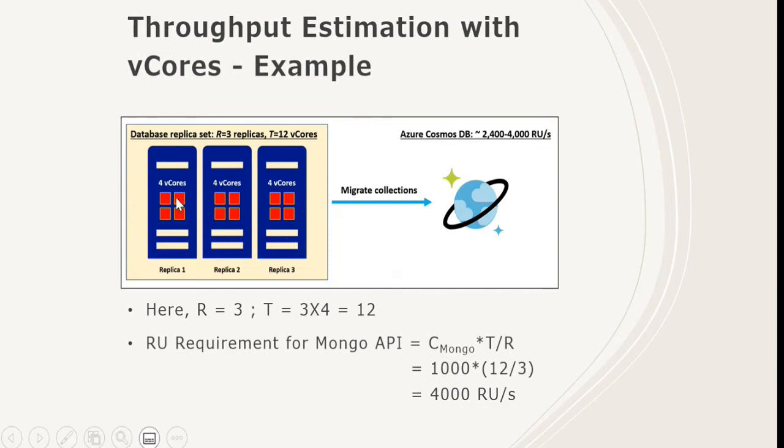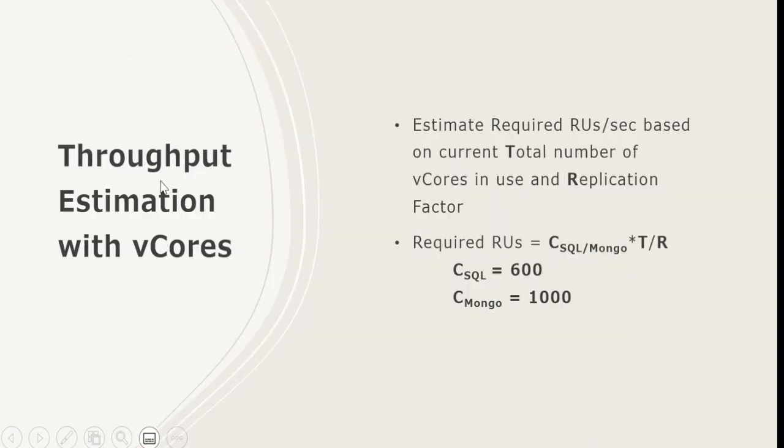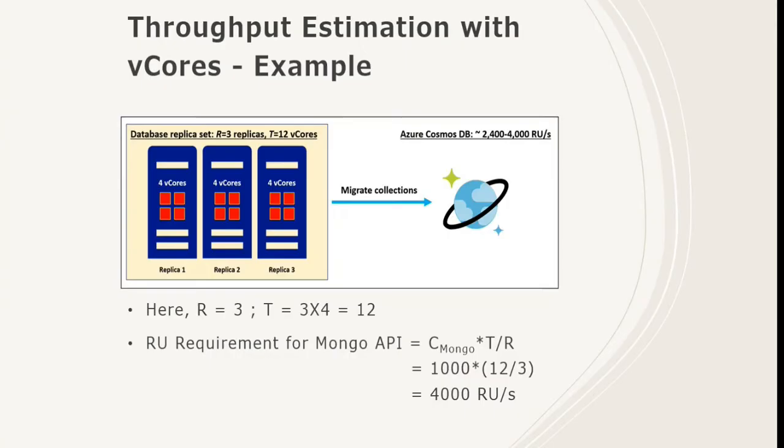We have an example where we have a replica set containing three replicas, and in each server we have four vCores. So if we look at our formula, what do we need to assess? How many total vCores we are using, and what is the replication factor. The first replica has four, the second has four, and the third has four. So in all, we are using 12 vCores in this deployment. We have three replicas in this replica set: replica 1, replica 2, and replica 3. So it's a fairly straightforward estimation. The value of R is 3 and the value of T is 12.